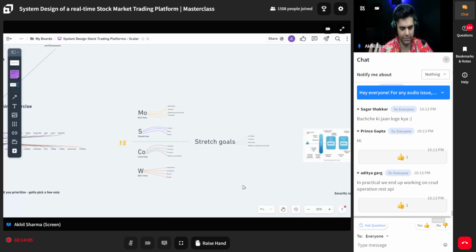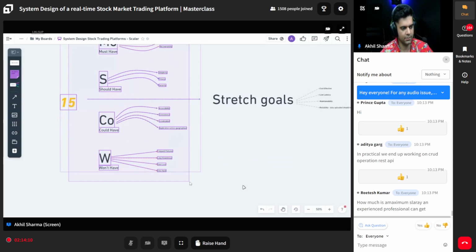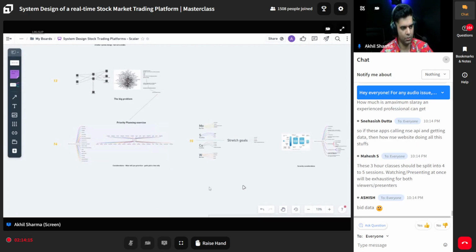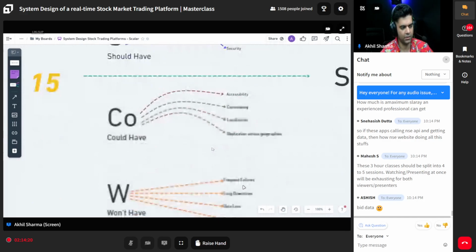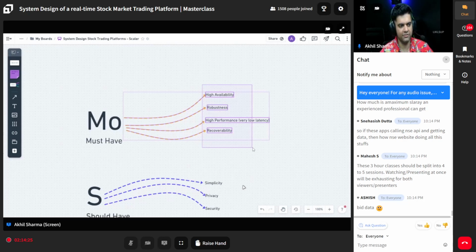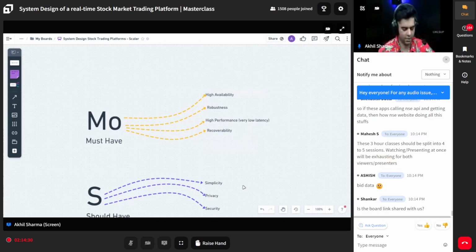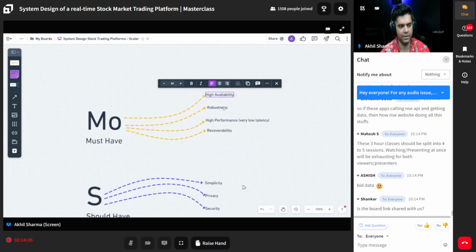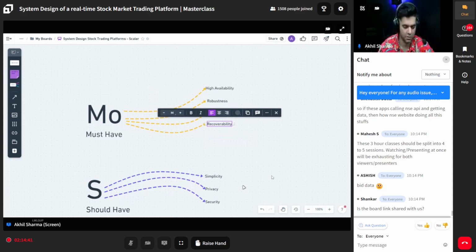You do something called a MoSCoW exercise. MoSCoW basically means, from these considerations that you saw on the board, what are your must have, should have, could have, and won't have. These will change depending on the people in the room and the business objectives, but I've assumed these for a stock trading platform. Must have: high availability, robustness, high performance, and recoverability, so that if failure happens, you can recover. Should have: simplicity, privacy, and security, definitely.